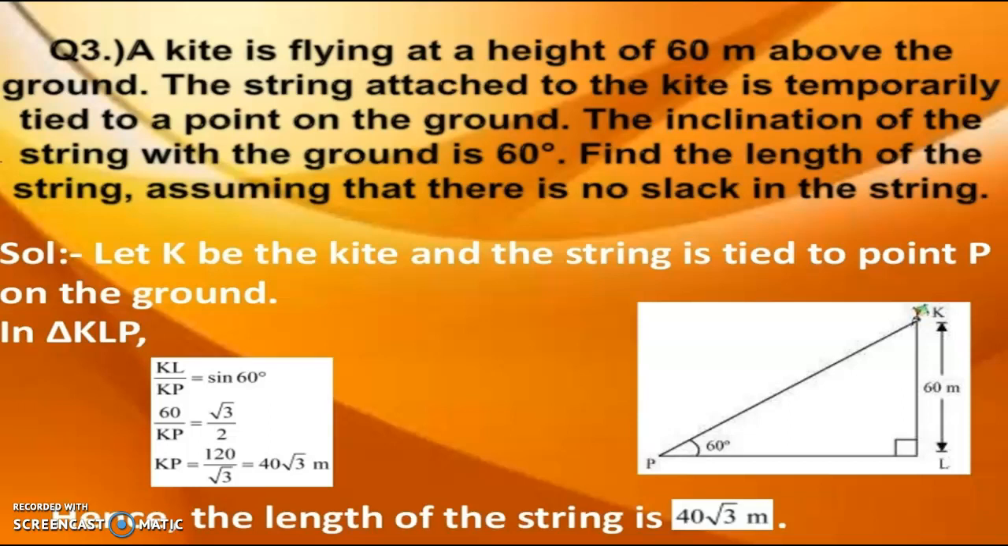Now in this question we have a perpendicular. We require to find out the hypotenuse. So which trigonometric term will we use in this? Perfectly okay. We have to use sine. So sine 60 is KL upon KP. The value of KL is 60 and sine 60 degree is root 3 by 2. Now after solving that we find the value of KP, that is 40 root 3, and 40 root 3 is the length of the string. So 40 root 3 meter is the length of the string.